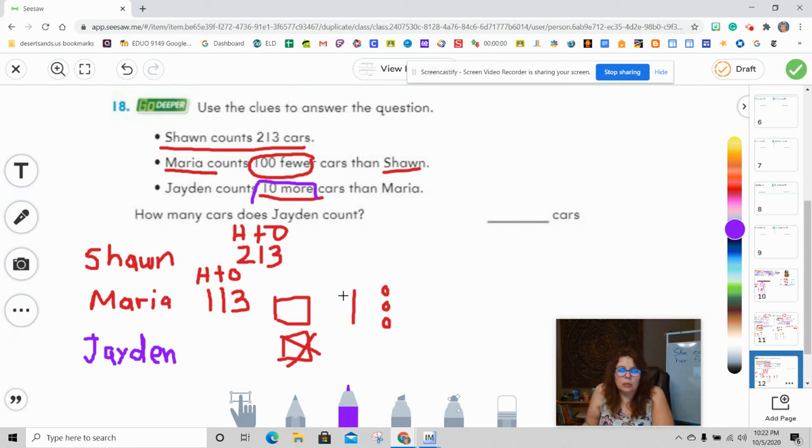That means I have to add 10 because we say 10. So now I look at my picture and I'm going to write HTO. And I have 100. Now I have 2 tens. And I have 3 ones. So Jaden counted 123. So how many cars did Jaden count? He counted 123.